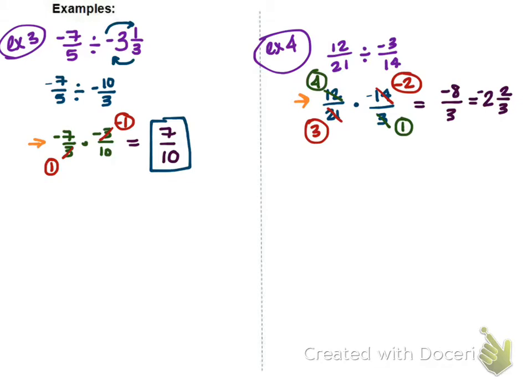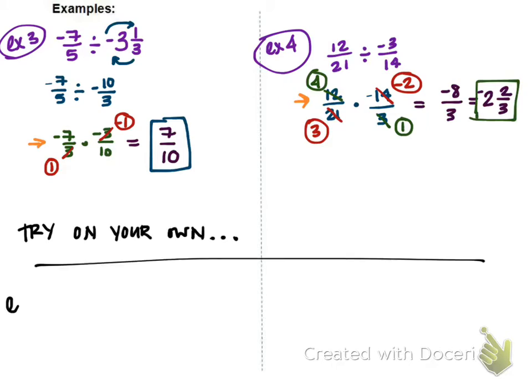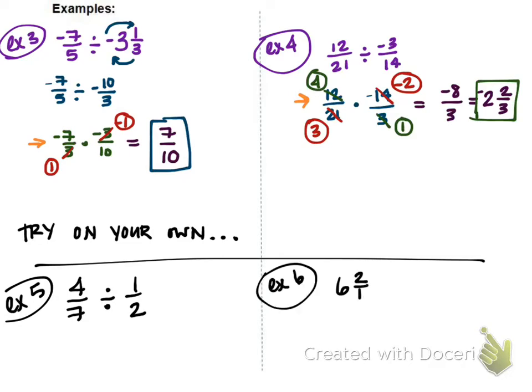We're going to have a couple of try on your own examples for you to do next, so please take a careful look and try these on your own. The attempt is the important piece. It is not about accuracy, and we will go over each one of these in class next time. So our first try on your own is 4 over 7 divided by 1/2. And our second try on your own is a mixed number divided by a fraction. So example 6 is 6 and 2/11 divided by negative 6 over 5.